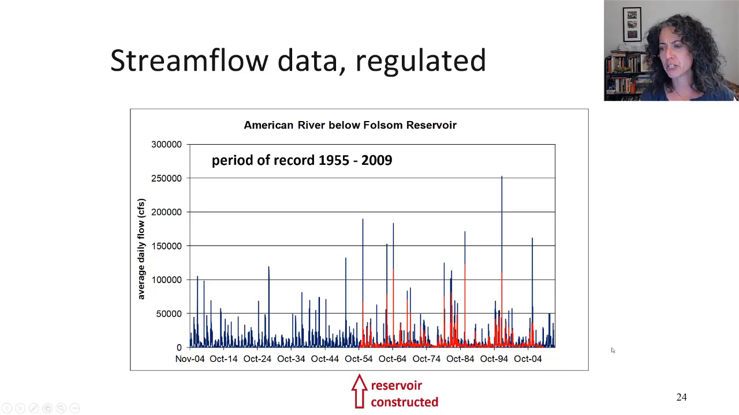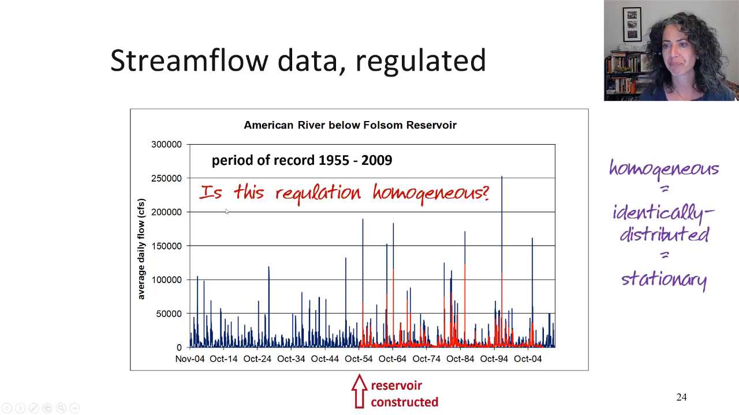The first is, are we looking at homogeneous data for the regulation? Meaning, was the reservoir operated in the same way for this entire period? It's fairly common that it would not be. So if the operation isn't homogeneous, then we don't have a homogeneous sample, meaning it's not identically distributed, it's not stationary. Another issue is that this is a shorter record. This is a 50-year record as opposed to the 108-year record.